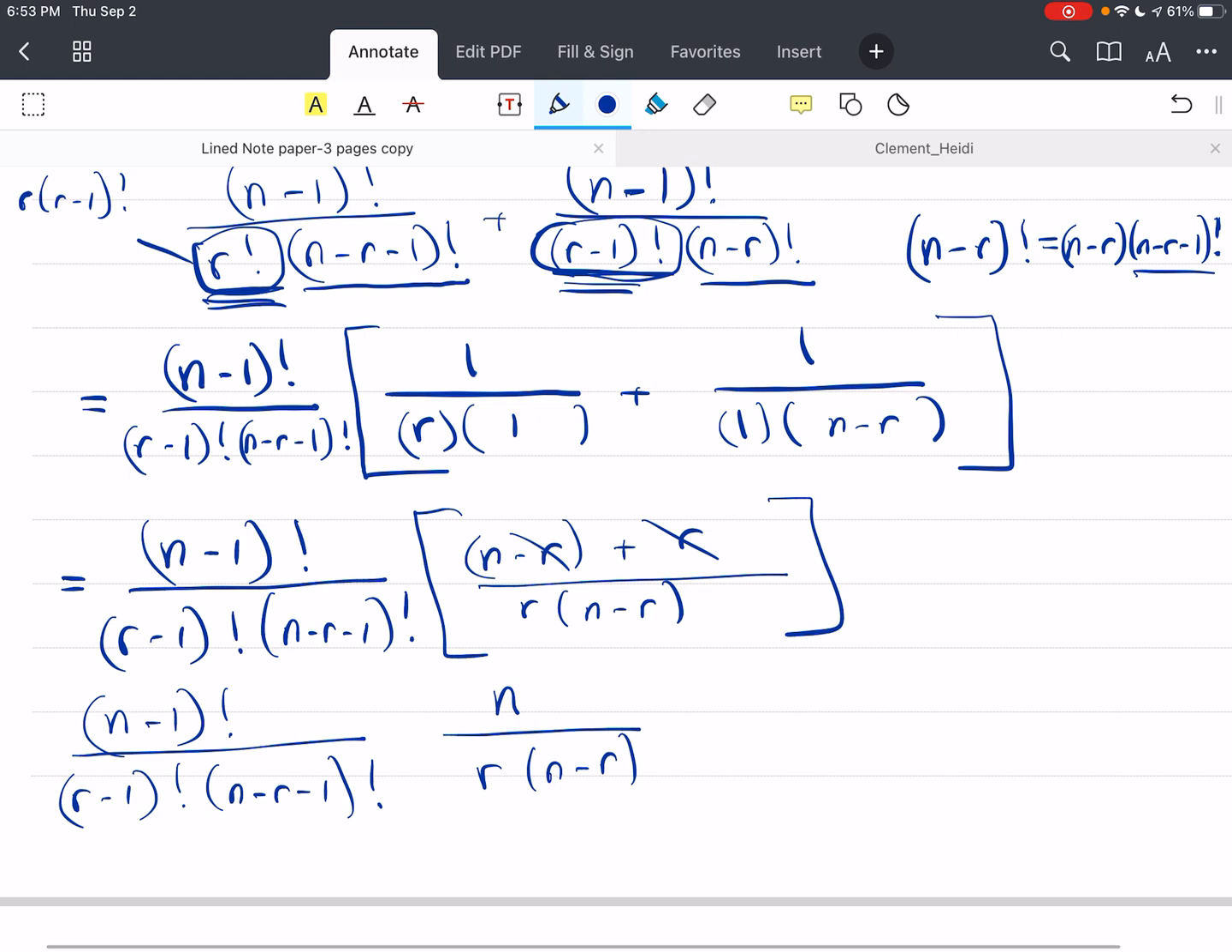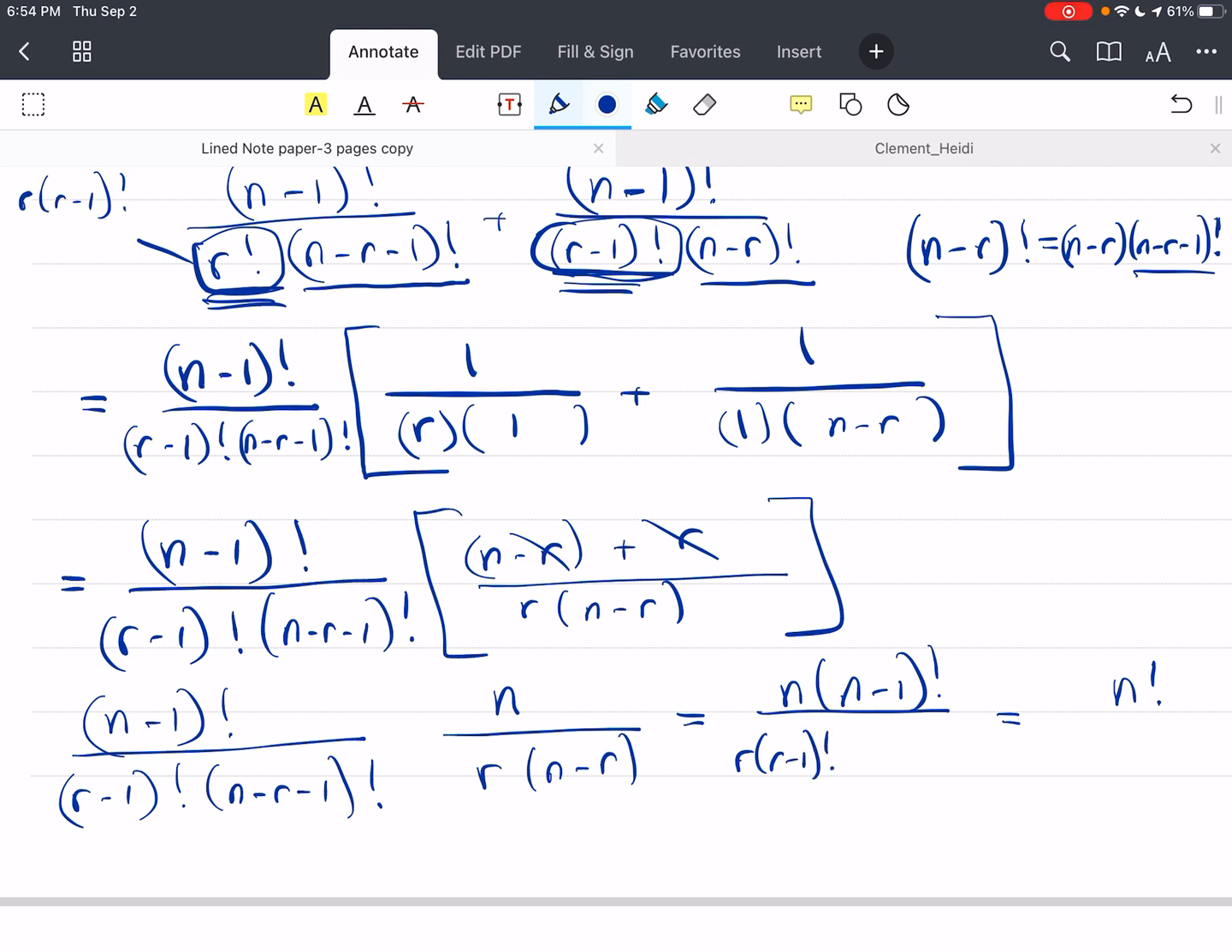So this turns out to be exactly what I need to change each of these factorials to what I want it to be. So this is going to be (n minus 1)! times n, which is n!. Then I'm going to have (r minus 1)! times r, which is r!. And then I have n minus r times (n minus r minus 1)!, which is (n minus r)!, which is n choose r. So that's another way to look at this.